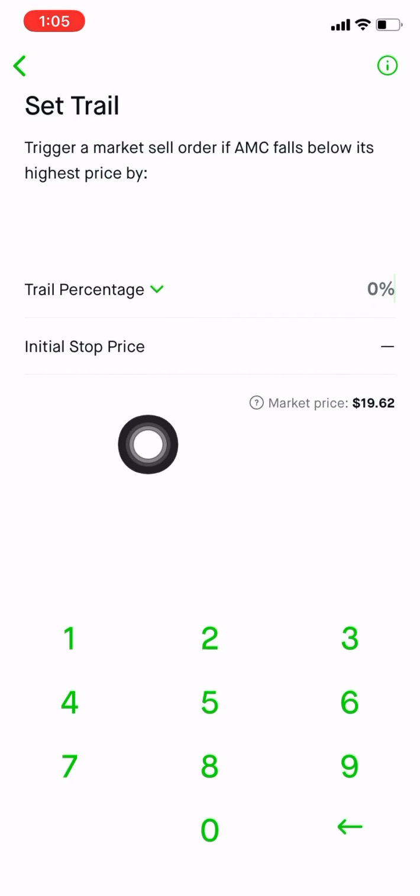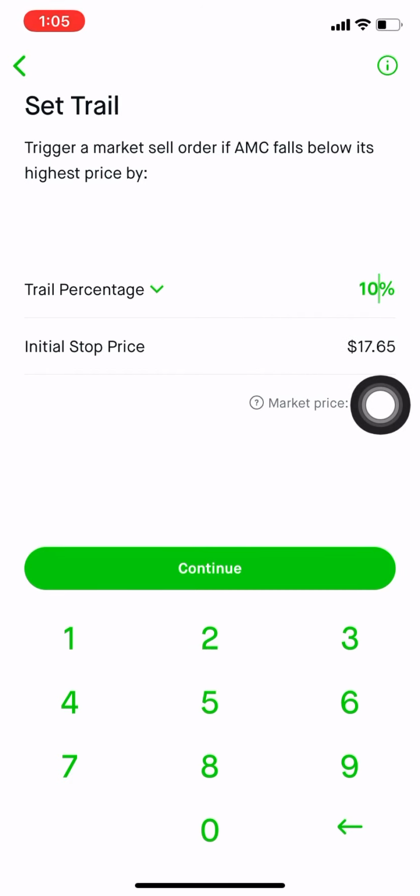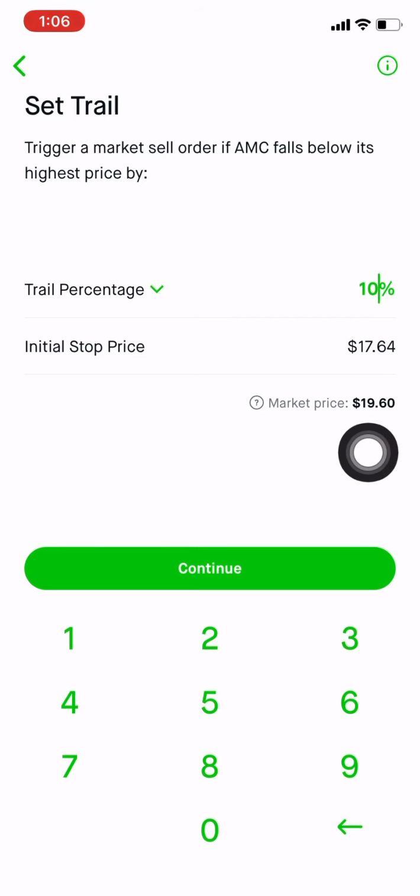All right, so that's one way. So let's say I put 10%, my initial stop price is $17. So if right now I'm at $19, if it drops to 17, it'll automatically sell. But if it increases to $20, $30, it'll go up with it. So if it drops, it's not going to wait until it drops to $17 to sell. It's going to wait until it drops 10% of my $20 or $30 or whatever the gains are before it sells. So you minimize losses by a set amount, and you maximize possible gains. Really, really awesome tool to use on Robinhood. All right.